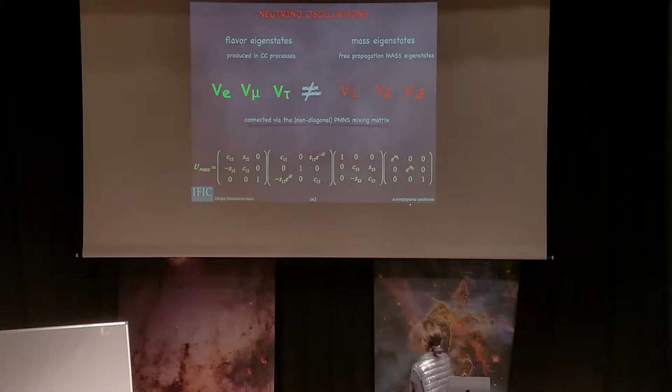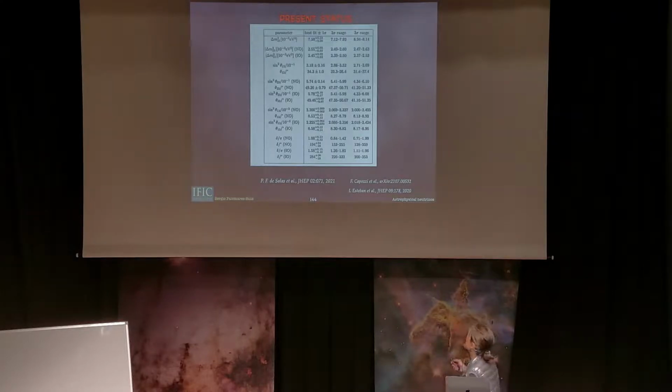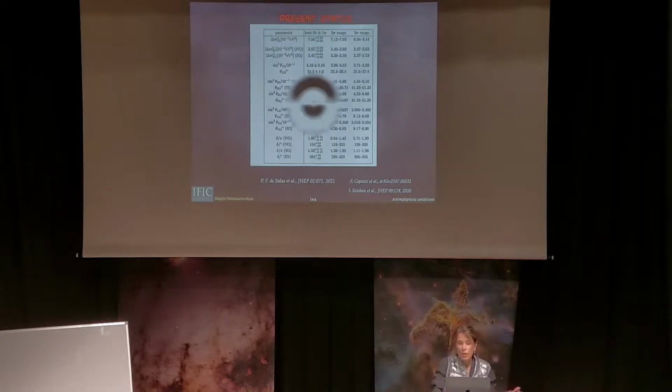And they are connected via this matrix, the Pontecorvo-Maki-Nakagawa-Sakata matrix. Oh my God, I was able to say the whole thing. So they are connected, so there is mixing between weak eigenstates and the mass eigenstates. Here is the best fit for these parameters, which are just mixing angles.